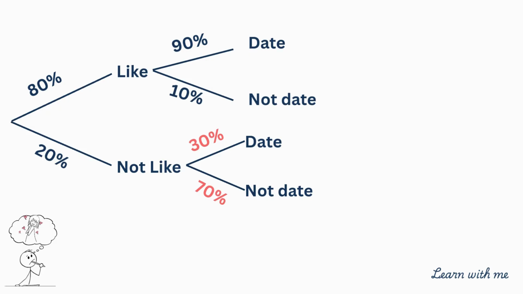So for example, suppose the lady is extremely careful with her time. If she does not like him, she will never waste her time going on a date. That means the events, not like and date, are mutually exclusive. They can never occur at the same time. So in this case, if she doesn't like him, the probability of date is 0, and the probability of not date is 100%. Which means the probability of date given not like is 0.